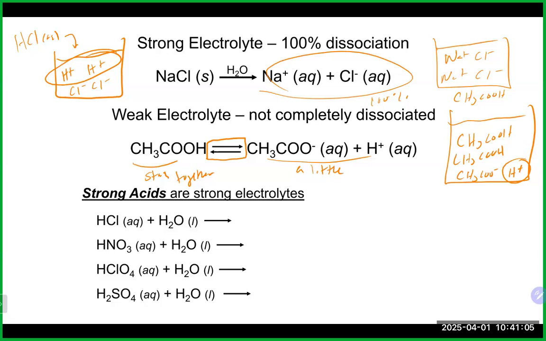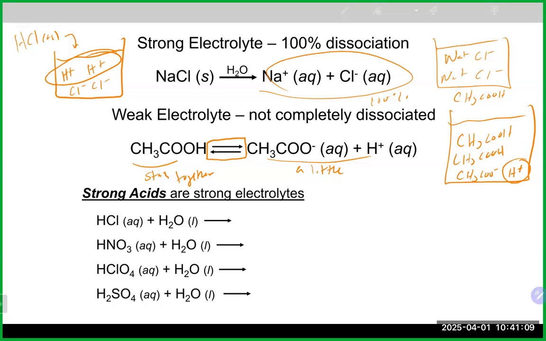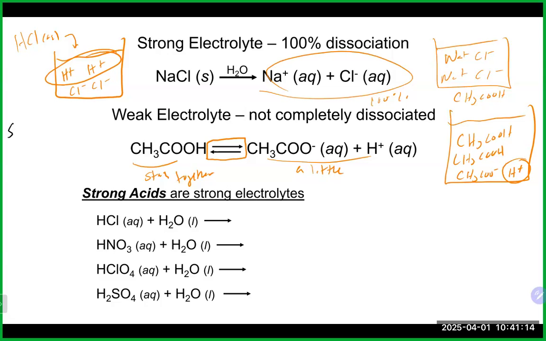And strong acids are strong electrolytes, and there's really a list of 6 strong acids that you really should know. And that's pretty much most of the list down there on the bottom. But strong acids, we have hydrochloric acid, nitric acid, perchloric acid, sulfuric acid, hydrobromic acid, and hydriodic acid. These are kind of the 6 really strong acids.